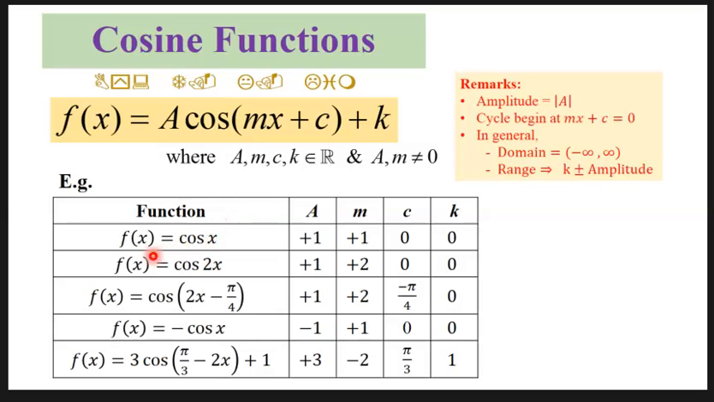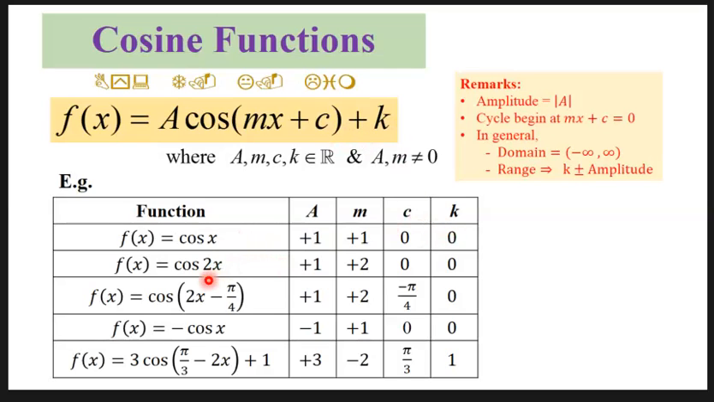For example, f(x) = cos x. Comparing to the general function on top, the capital A, which is the coefficient of the cos, is positive 1. The coefficient of x, m, is positive 1. The constants c and k are 0.